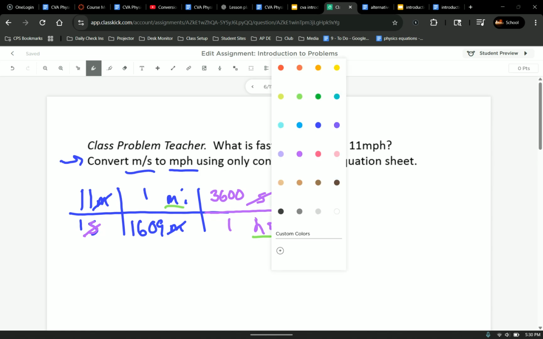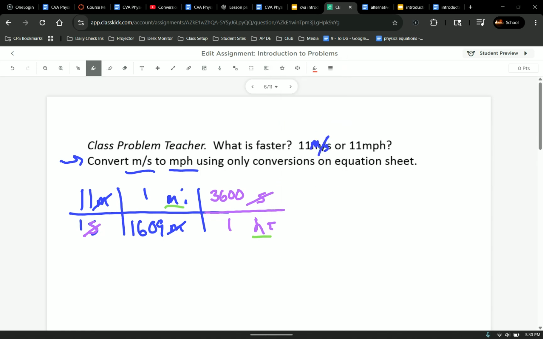So when I go to write this answer out, this is where you grab your calculator, Desmos, whatever you're using. Sorry, I need to open mine real quick. Everything across the top is multiplied. Everything along the bottom is divided. So I would do 11 times 3,600 divided by 1609. And I'm going to get 24.6. 24.6 miles per hour.